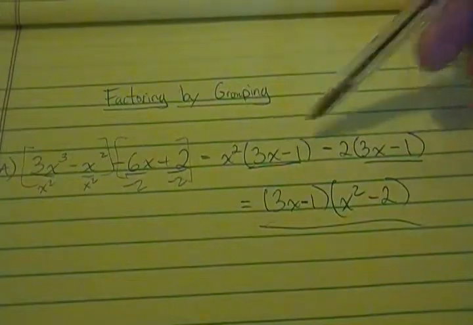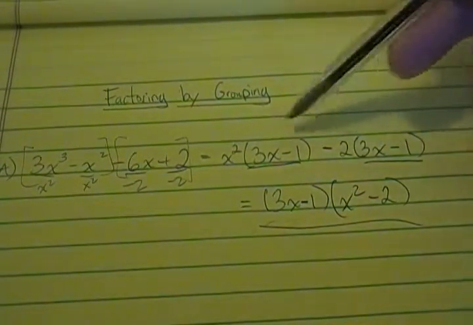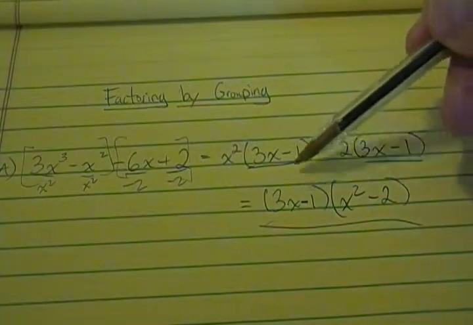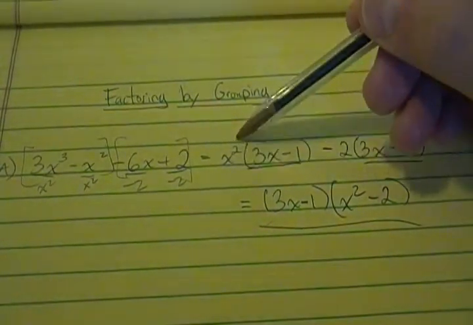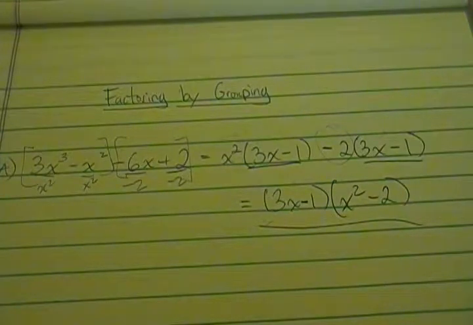So that's why your parentheses have to match, because the 3x minus 1 and 3x minus 1, that has to be your common factor here. That becomes one of your factors, and then whatever stuff you pulled out, the x squared and the minus 2, those go together to make up your second factor. All right, and then we have factored that expression by the grouping method.